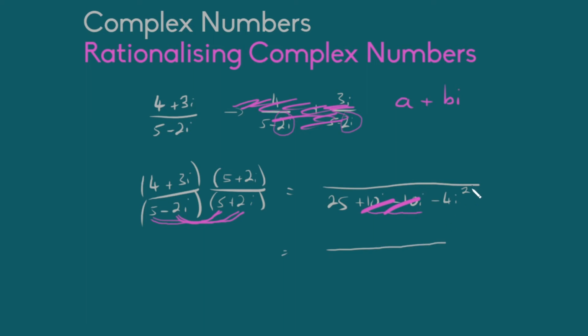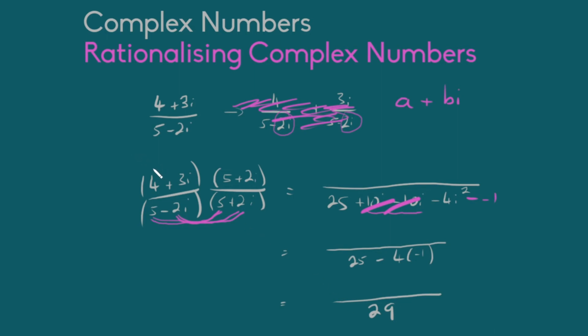So we're going to have on the bottom of the fraction, we're actually going to have 25 minus 4 times negative 1. And that's just minus 4. So on the bottom of the fraction, we're going to have 29. So now you can see we've got rid of the imaginary numbers on the bottom of our fraction. We're left with the real number 29. Now we just need to do the top of the fraction.